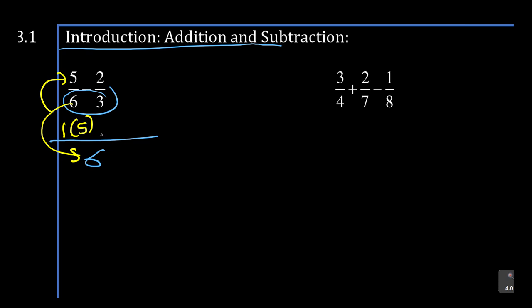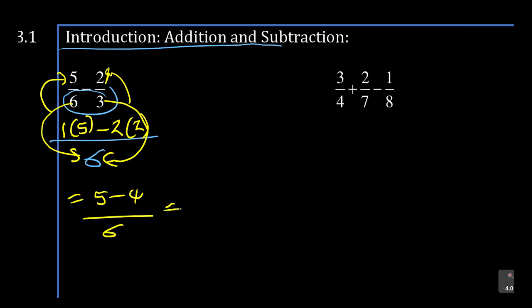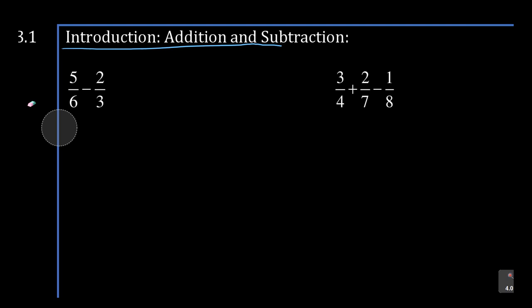Then you say minus, 3, how many times does 3 go into 6? It goes 2 times. Then you say that 2 times the top, times 2. You see? Then you have got 1 times 5, it's 5, minus 2 times 2 is 4, over 6. Then 5 minus 4 is 1 over 6. Two approaches that you can use. All right. This approach is better here.